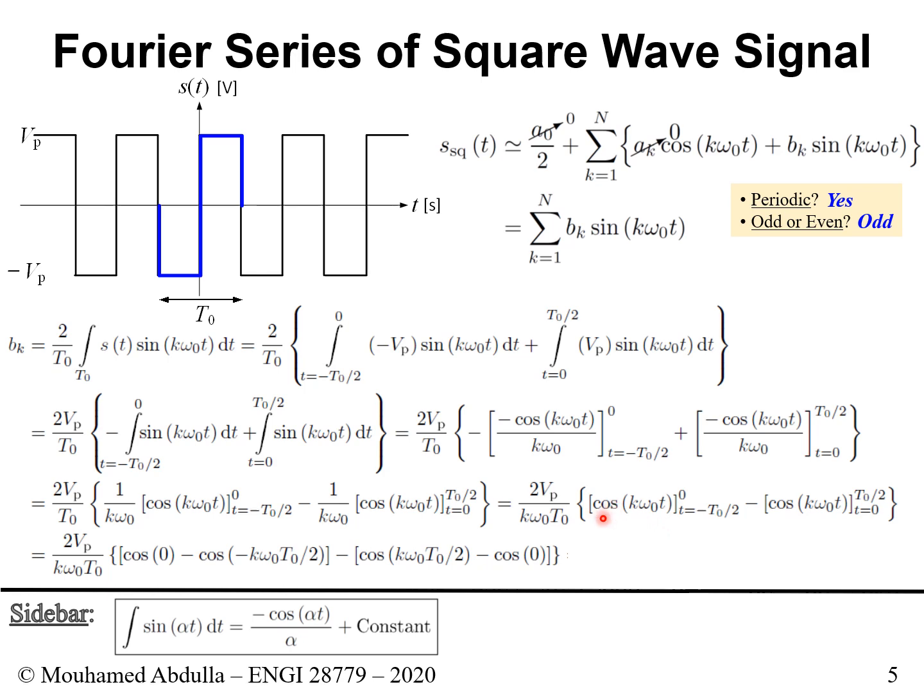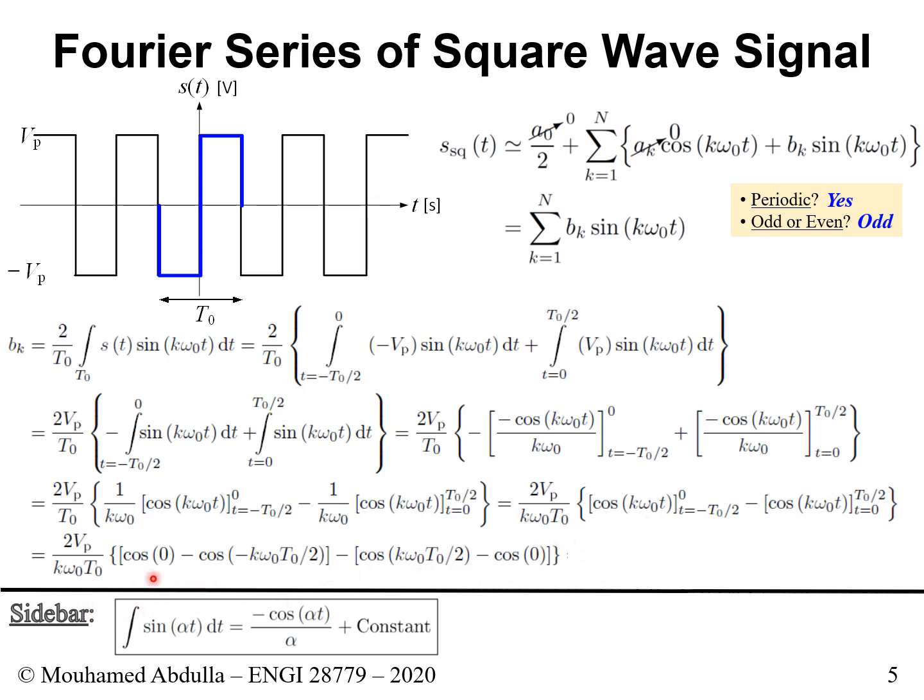So when you have a certain result of an integration and you have different values that go from minus t naught over 2 until 0, it means you enter 0 first, minus the bottom part, minus this, and you do the same thing on the other side. So you simply enter the values. This is what we get.